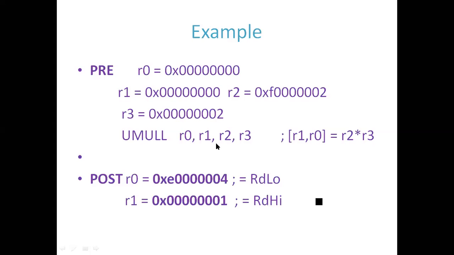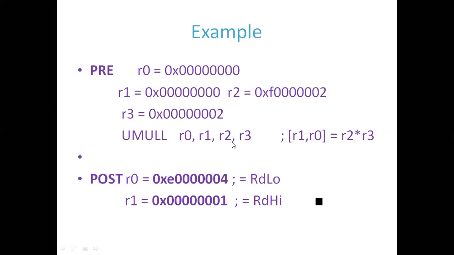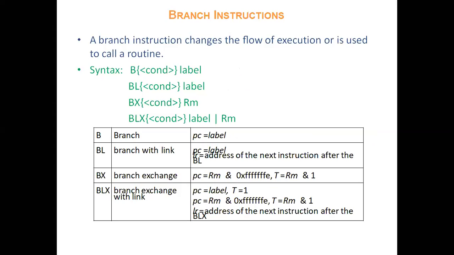So what we are doing, R0 and R1 are used to put the result of a multiplication operation, right? We are multiplying the contents of R2 and R1, and the result will go to R0 and R1, where R0 will hold the lower order 32 bits, and R1 will hold the higher order 32 bits. And next come the branch instructions, right?